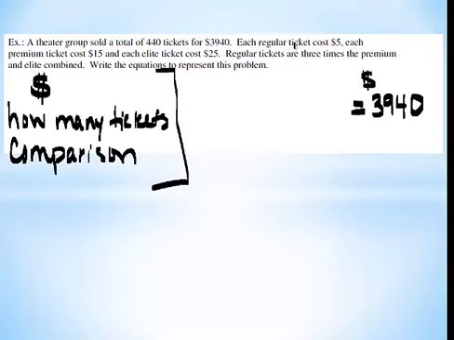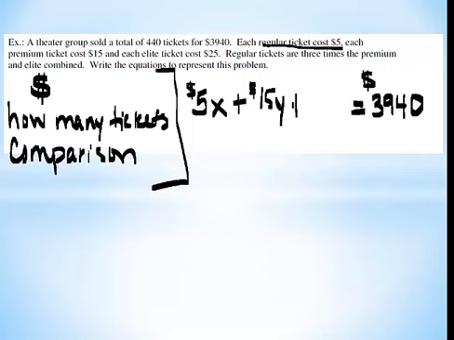And what we're talking about here are the tickets. It says a regular ticket costs $5. So that's going to be 5 times a regular. So 5 times X. And a premium ticket costs $15. So that's going to be $15 times each premium. And then an elite ticket costs $25. So then it's going to be 25 times the elite. So we've made up the equation dealing with money. So if we've already used all that money, please don't use it again.